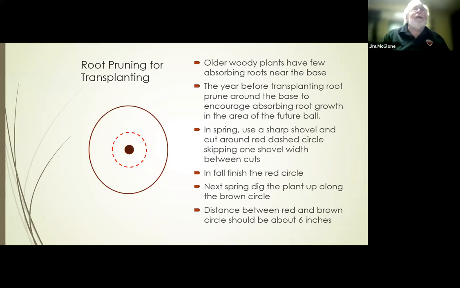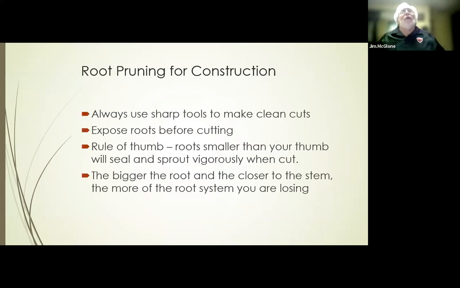If you're ever called on to consult with a construction project, it's important that you do root pruning at the edges of the clearing and grading. And when you do that, you want to use a sharp tool. This means backhoes are not what you do root pruning with. And ideally, you're going to expose those roots before cutting them. And again, as I said, there's this rule of thumb. Most people's thumbs are about 1 inch in diameter, but if the root's smaller than your thumb, it's going to seal over and it's going to sprout vigorously when it's cut.